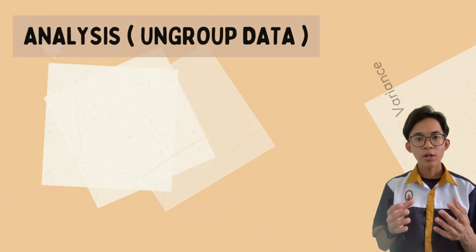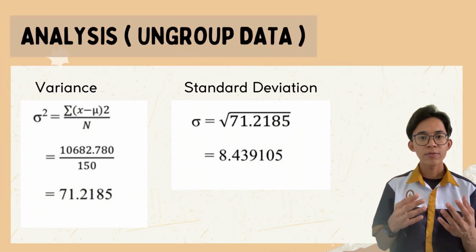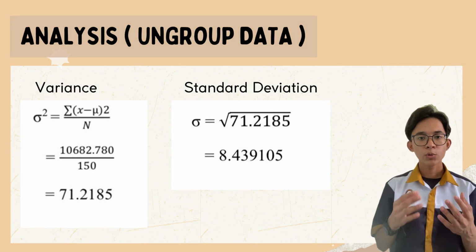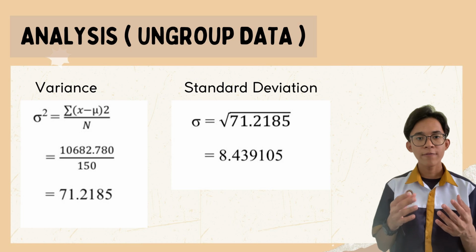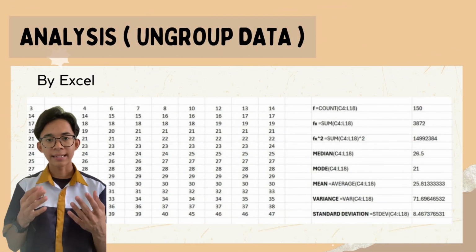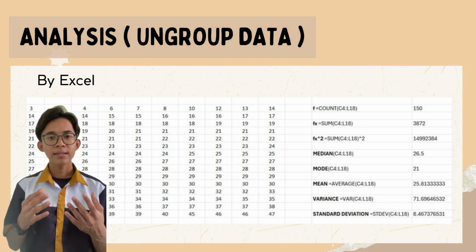To calculate the variance, we use the formula that involves subtracting the mean from each value, squaring the result, summing these squared differences, and dividing by the number of samples, which gives 71.2185. For the standard deviation, the square root of the variance is taken, resulting in 8.439105. According to the ungrouped data calculation in Excel, the values obtained are close and approximate. However, there are some factors that make them slightly inaccurate because our calculation did not take into account the entire running number.